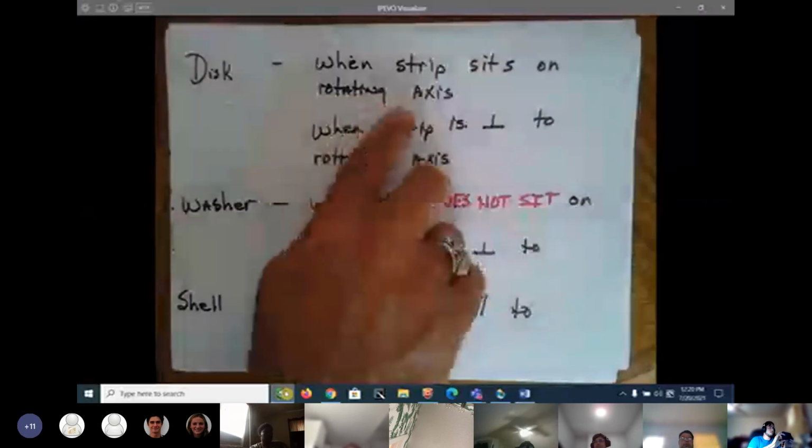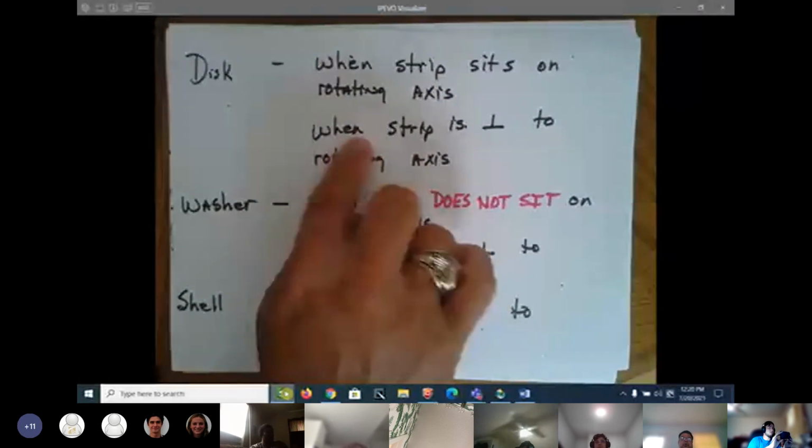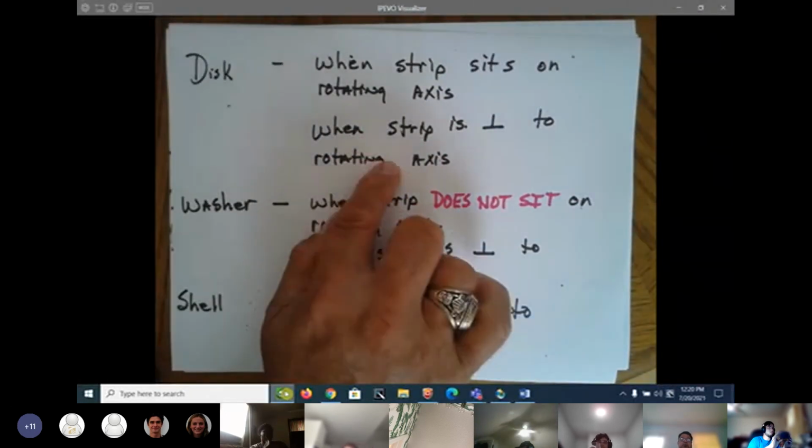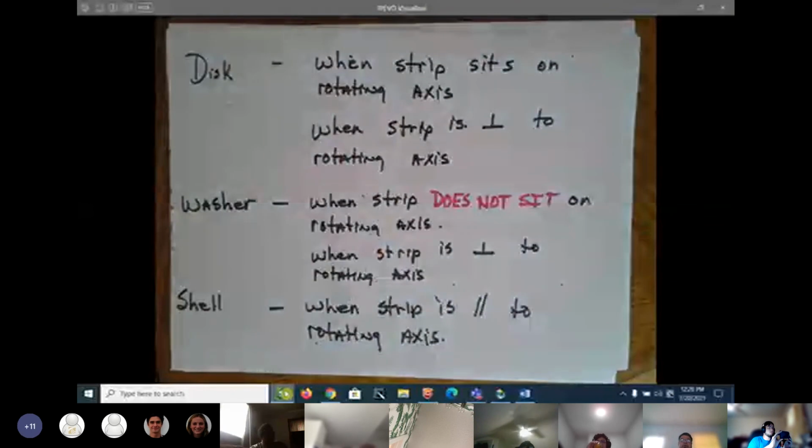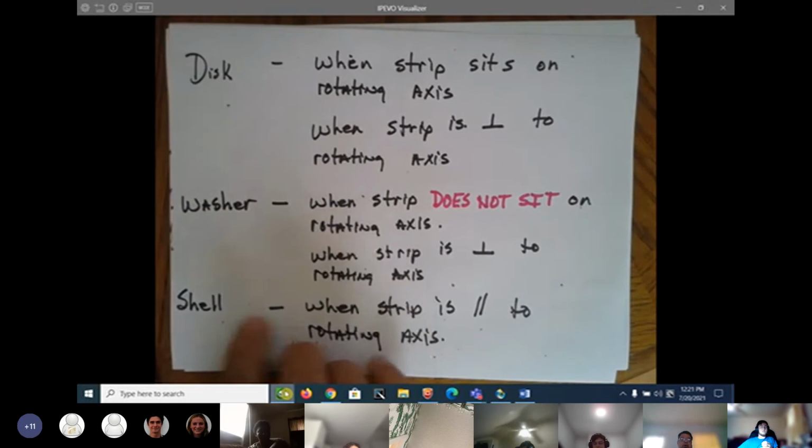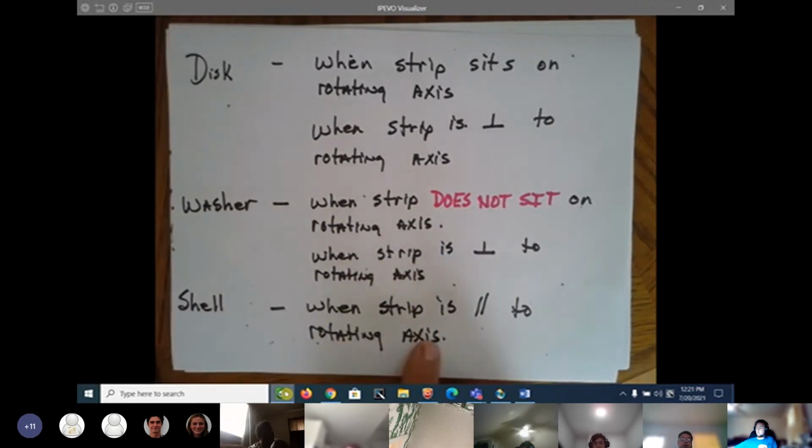When the strip is sitting on the rotating axis, or when the strip is perpendicular to the rotating axis, you use the disk. When the strip does not sit on the rotating axis, and the strip is perpendicular to the rotating axis, washer. And when the strip is parallel to the rotating axis, you might want to use the shell. Now that's kind of a little thing. It's not concrete, it's not 150%, but it's kind of a guide, because you can use any method.